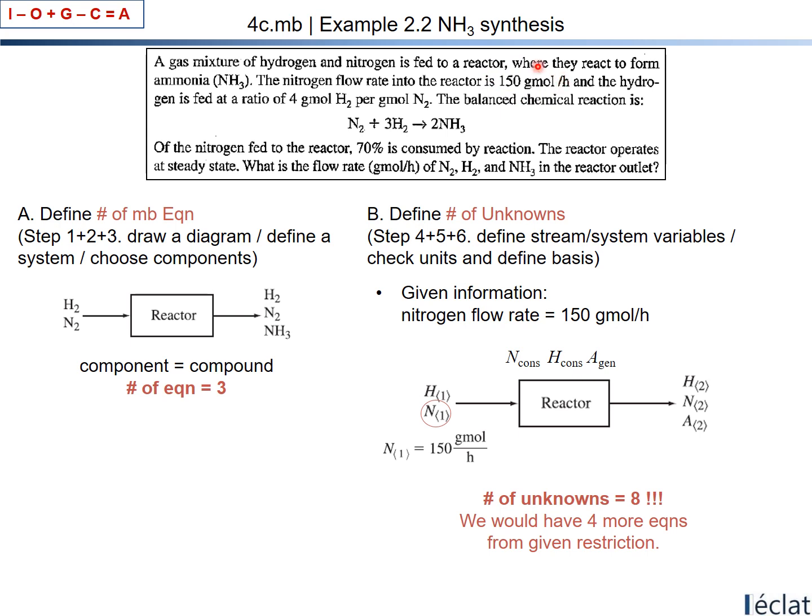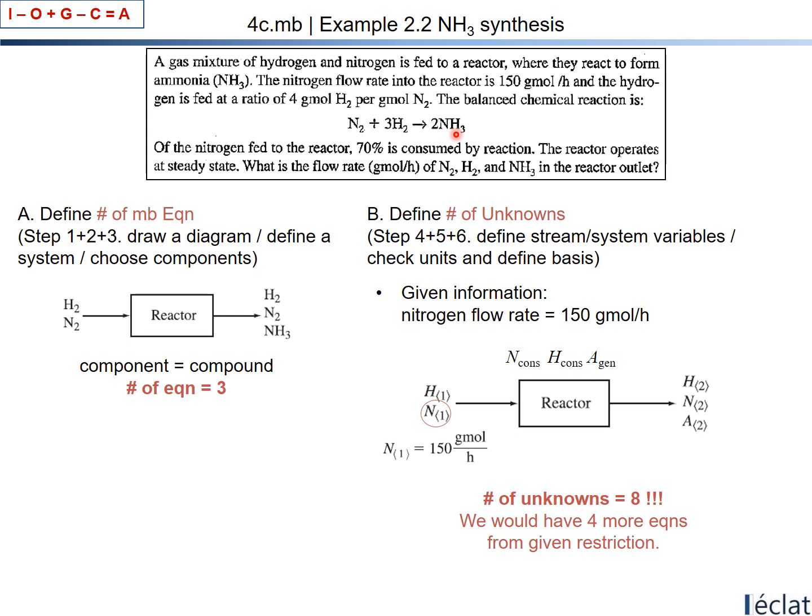So this value can be considered as the basis, and also you can get some hint from the unit of the basis. And the hydrogen is fed at a ratio of 4 gram mole hydrogen per gram mole nitrogen. Another equation or some information. The balanced chemical reaction is like that. Okay, so we have the balanced chemical reaction equation.